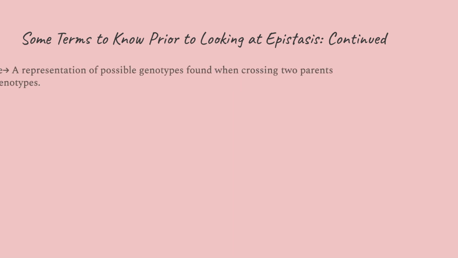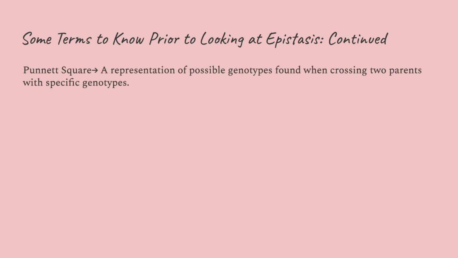Some other terms that you should know are a Punnett square, which is a representation of possible genotypes found when crossing two parents with specific genotypes, which you can see below in the cross between a big A little a parent with another big A little a parent.